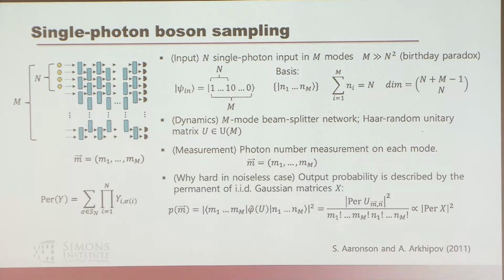What makes it interesting is, of course, the hardness result in the noiseless case. The main observation was that the output probability of this single photon boson sampling circuit is described by the permanent of an i.i.d. Gaussian matrix X. I'm not going to go through all the equations. Here, the permanent is counting the number of perfect matchings of a bipartite graph. Using this fact, the hardness of the sampling has been proven under some conjectures.